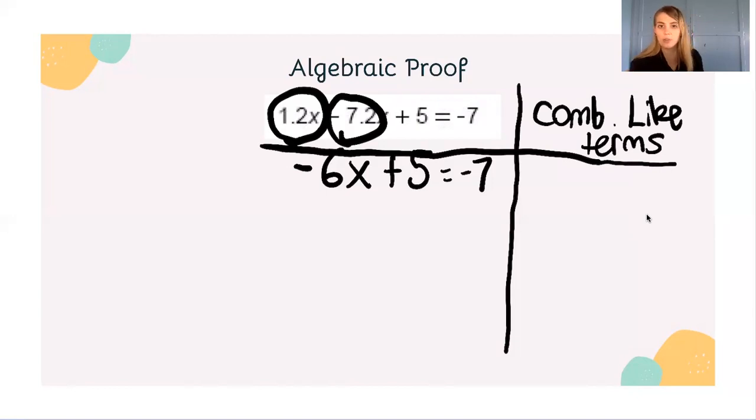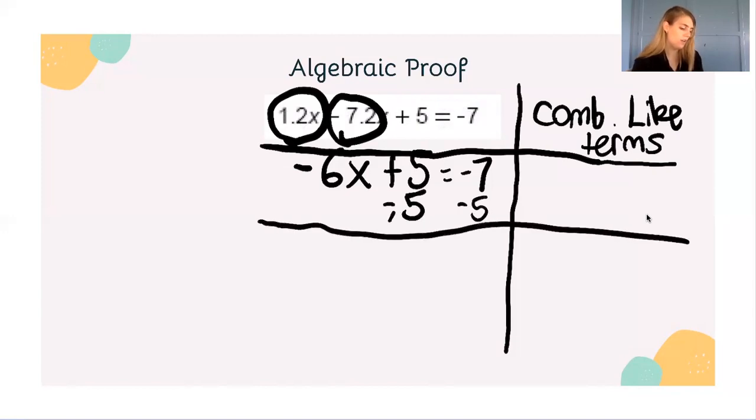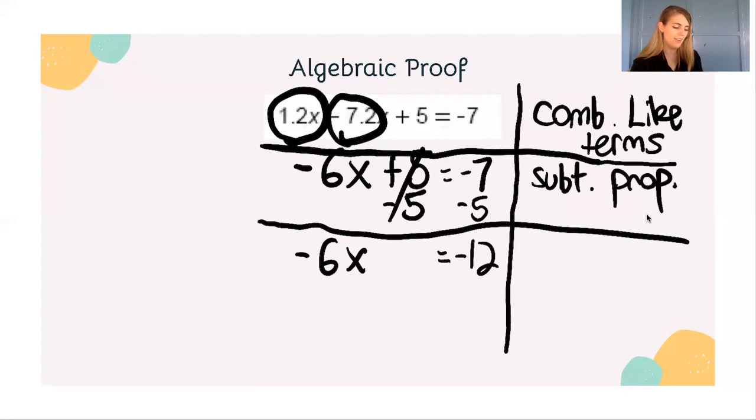Now I look to see, how do I get my x on its own? I'm going to start by moving my 5 over. Since it's a positive 5, I'm going to subtract from both sides. When I do that, I get that negative 12 equals negative 6x. Because I subtracted on both sides, that's the subtraction property of equality.